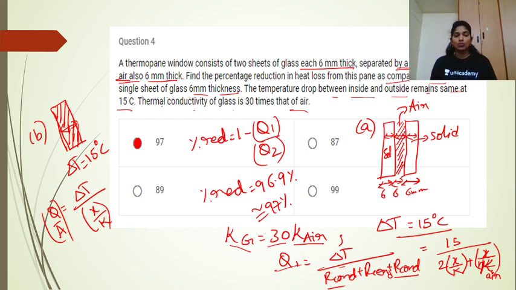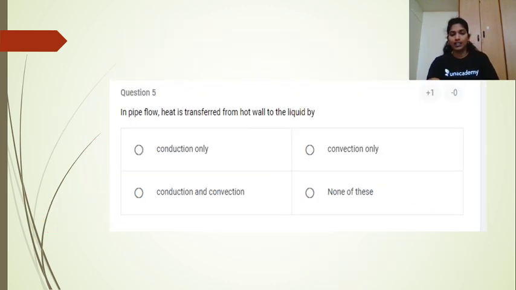Okay. So, next question. I guess you are clear with this. If you have any doubts at any step, like why we have taken conductivity through air also, why we have taken thermal conductivity, please do comment. Then I will explain the answer again.